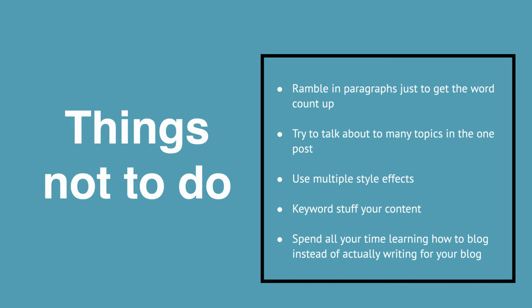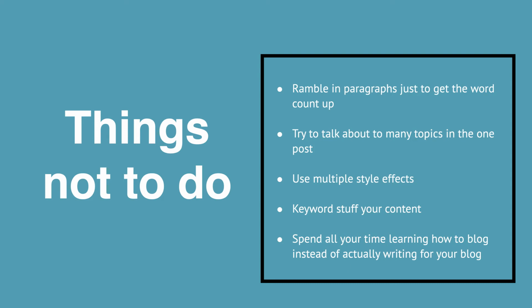So some things not to do when we're writing a blog post. The first is ramble into paragraphs just to get the word count up. I've already mentioned that one, but we do need to make sure that we try and get to the point as quickly as we can. We know people are lazy. We don't want them to have to read all that waffle. We want to be quite specific and to the point.